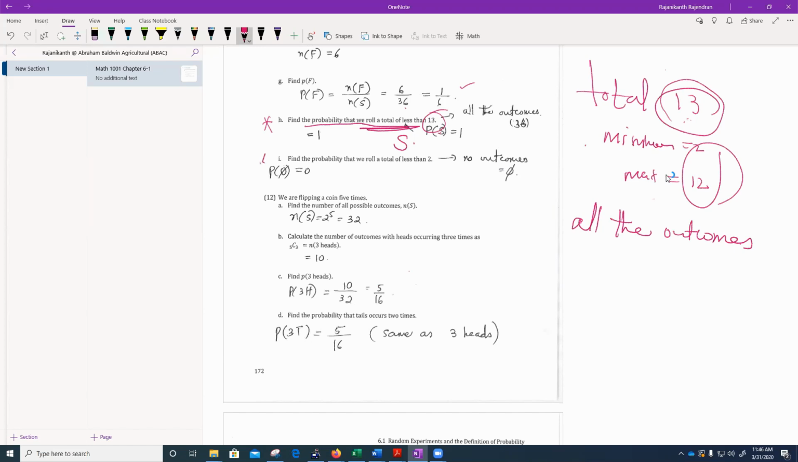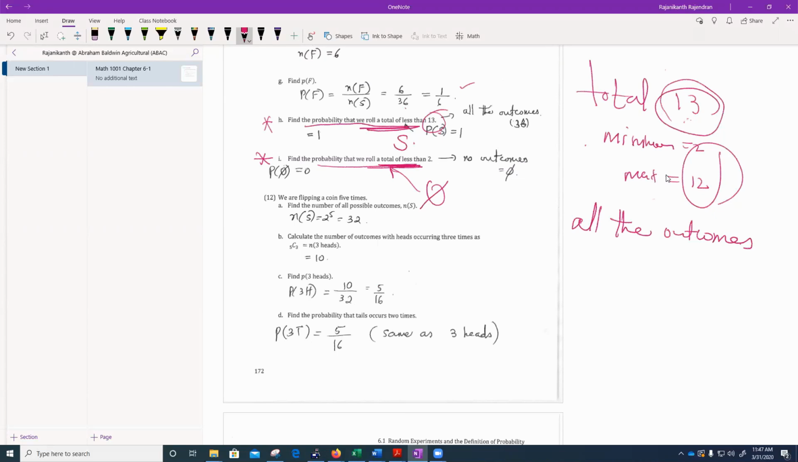But if you look at this one, find the probability that the total should be less than 2. Is it possible to get less than 2? No, because the minimum is 2. You can't have less than 2. Therefore, this set is now an impossible set. This is not going to happen for sure. That means this set is the empty set. So the probability of the empty set is always 0. Therefore, the probability of that event is 0.